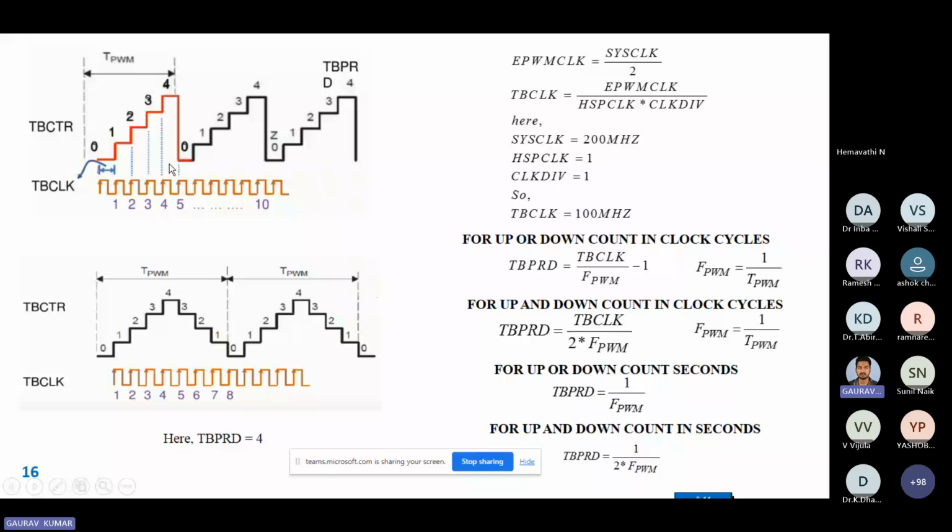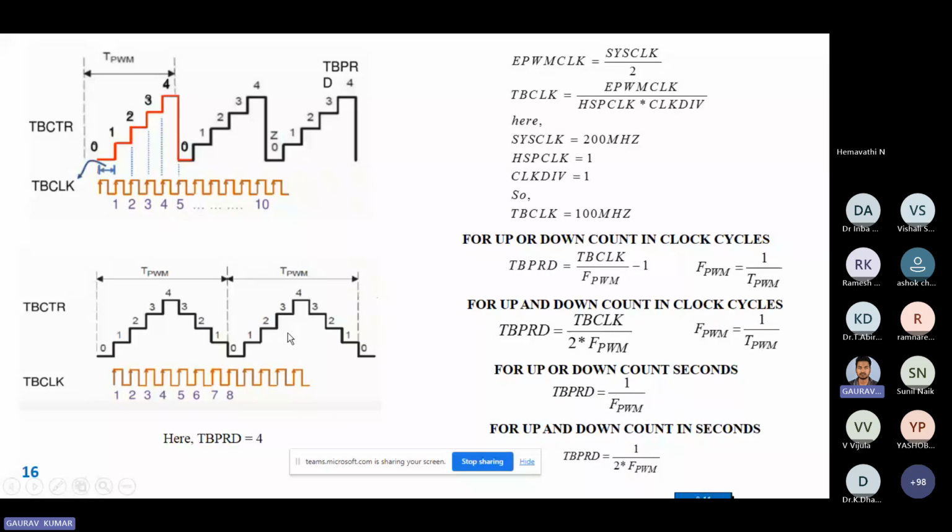And if we go for the up and down counter, then you can see this is 4, 1, 2, 3, 4. TBPRD is 4, but what is the gap from this one to this? Then you can see 1, 2, 3, 4, 5, 6, 7, 8. Total 8 gaps are there. So we have to multiply TBPRD by 2. So 2 into TBPRD is this total duration. And we know each duration is 0.01 microsecond. So if we multiply 2 into TBPRD into 1 by TB clock, then we get the TPWM value in case of up and down. Okay, so these are the steps so that we can find the PWM time period and frequency.